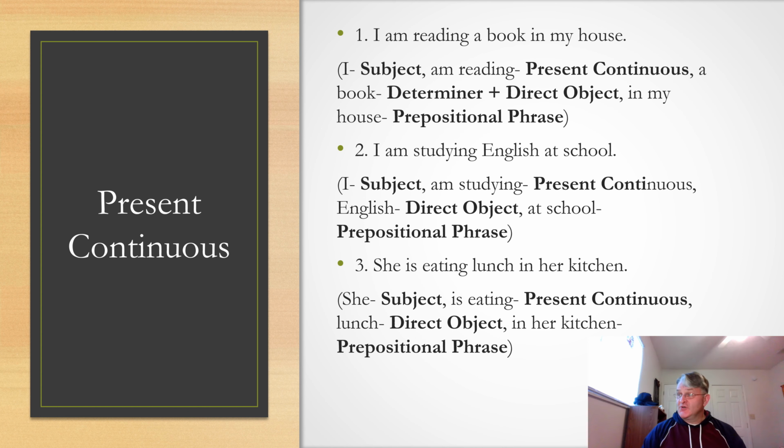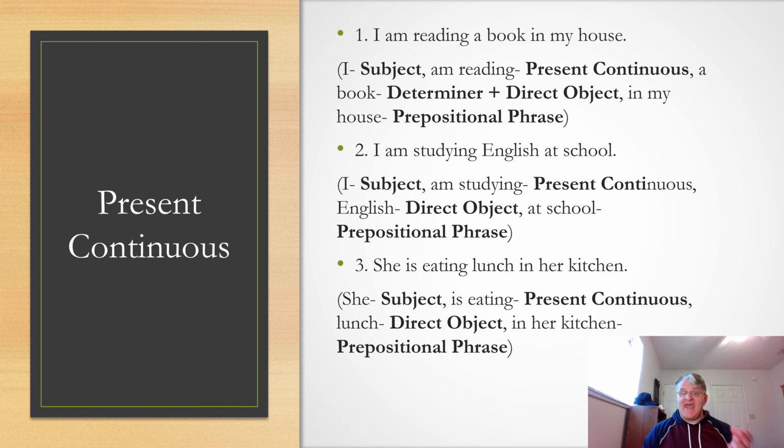So class, we just learned about, or I should say reviewed, the simple present to talk about what you're doing. Okay, now we will use the present continuous. So some examples I have here for the present continuous. You remember, something you're doing right now. Exactly, it's continuing. So I could ask you the question, what are you doing now? You'd say, I am reading a book in my house. So if we break this down, I is our subject, am reading is our present continuous.